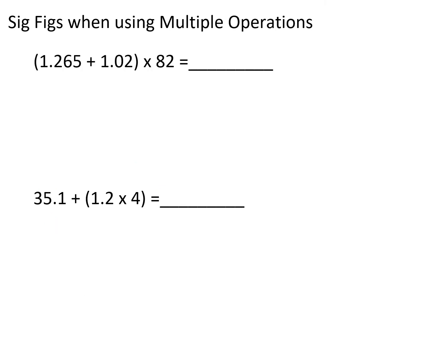So now that we've had a chance to look at the rules for addition and subtraction and multiplication and division separately, we're going to go ahead and do a couple of practice problems where we look at them together. So when you're looking at multiple operations in a problem, you want to make sure you're following the order of operations and solving the problem just as it's written. So for the top problem, you would start by doing 1.265 plus 1.02, which gives you 2.285, and you'd be multiplying that by 82. So my unrounded answer for the top problem would be 187.37. Actually, I'm going to rewrite that up on the line.